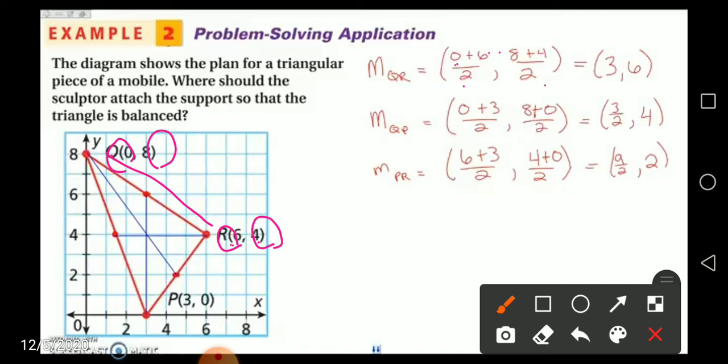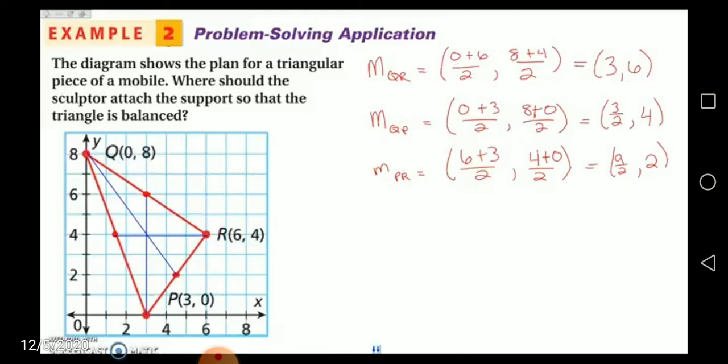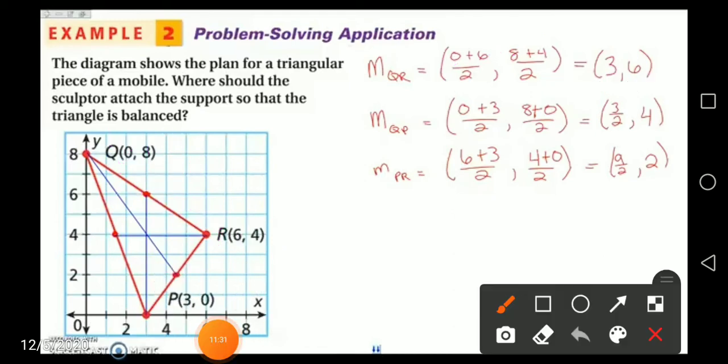0 plus 6 gives me 6, over 2 gives me 3. 8 plus 4 is 12, 12 divided by 2 gives me 6. So the midpoint here is 3 and 6: 3 for the x-axis and 6 for the y-axis. So this is the midpoint I have here. What about the other side, QP?